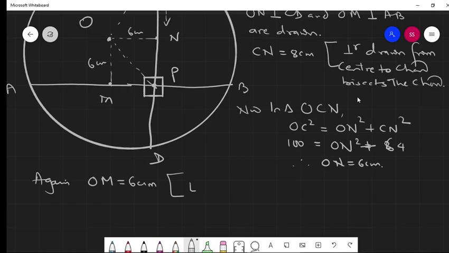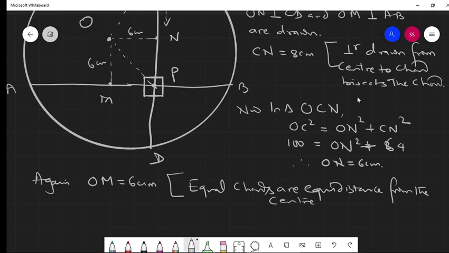The reason is equal chords are equidistant from the center of the circle. That's why OM is also 6 centimeter. And these they bisect each other, perpendicular and opposite angles.